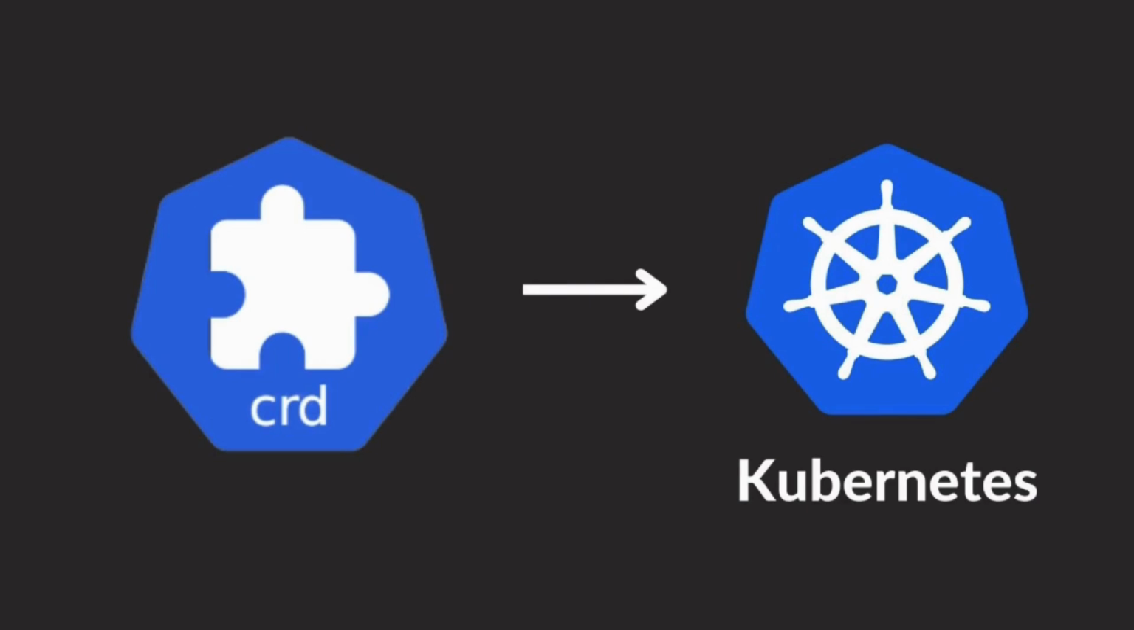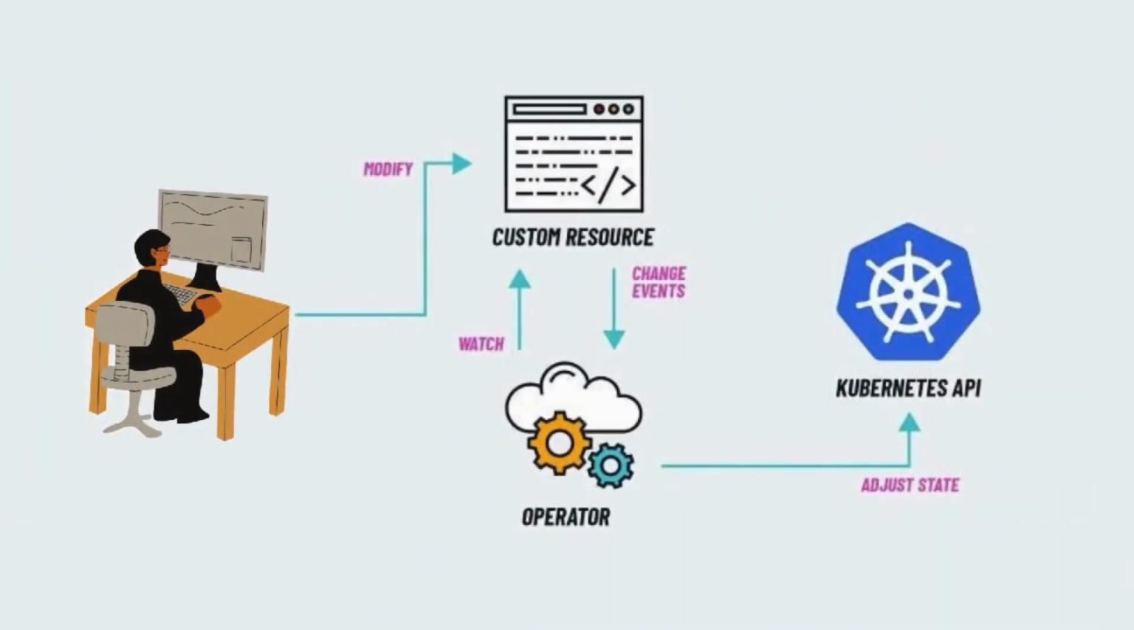To start with, I would define the custom resource definitions, which allow Kubernetes to understand and manage a new type of resource. For example, let's say we needed to manage database clusters. I would define the CRD to specify fields like replicas, database type, and storage sizes, ensuring Kubernetes knows how to handle those resources.